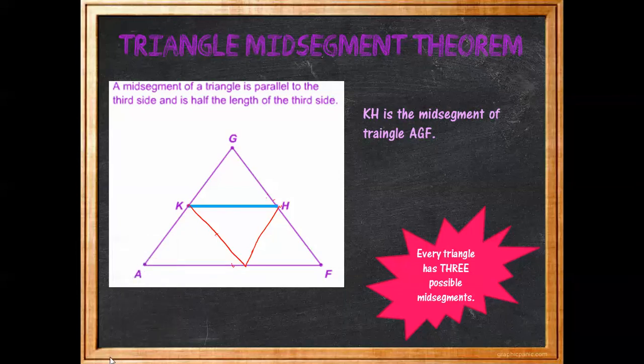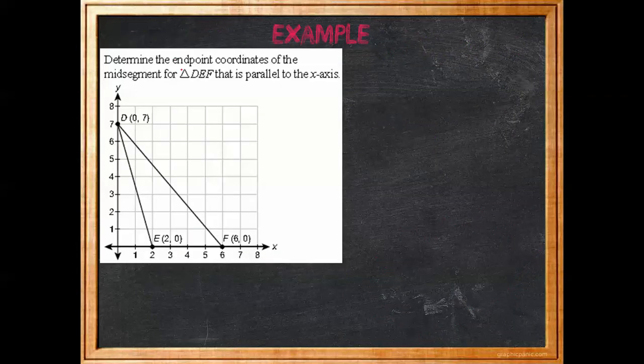But for this particular one, KL or KH is the midsegment for triangle AGF, and AF is the line that it's parallel to. So for this one, we want to determine the endpoint coordinates of the midsegment for triangle DEF that is parallel to the x-axis. Here's the x-axis, and EF is on the x-axis. So we want to find the midsegment that's parallel, the line that goes this way.